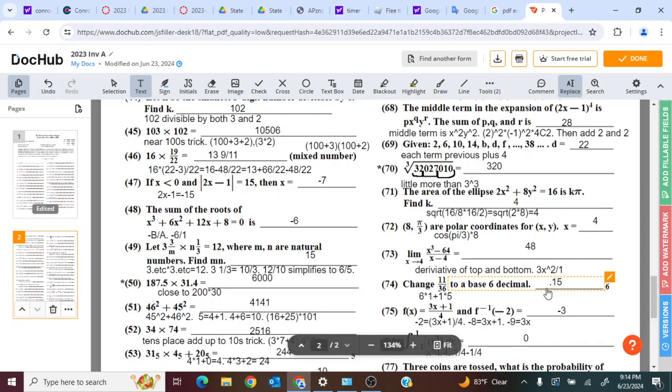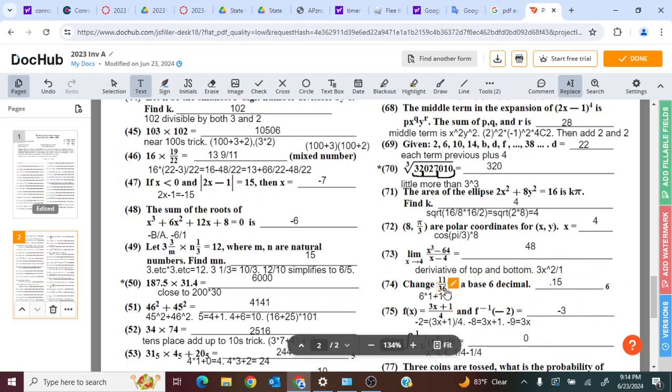Limit as x approaches 4, this stuff right here, since this would create an indeterminate form, 0 over 0, which means you have to use L'Hospital's rule, which is a calculus thing. Take the derivative of the top and bottom. 3x squared over 1, when you plug in 4, is 48.